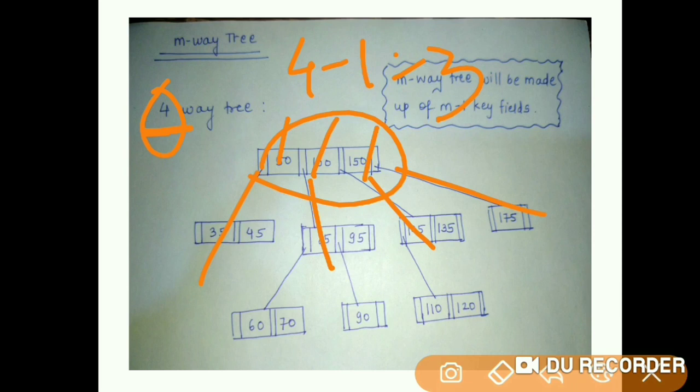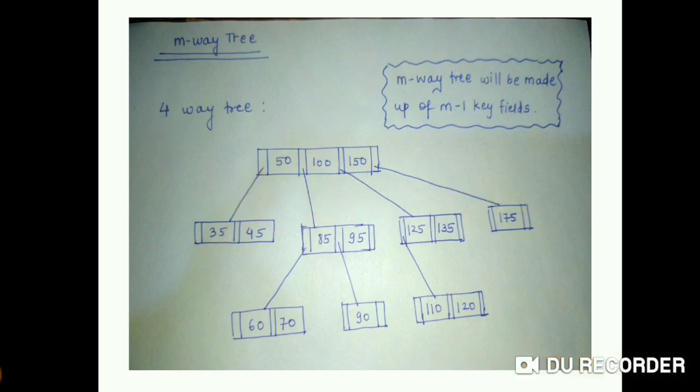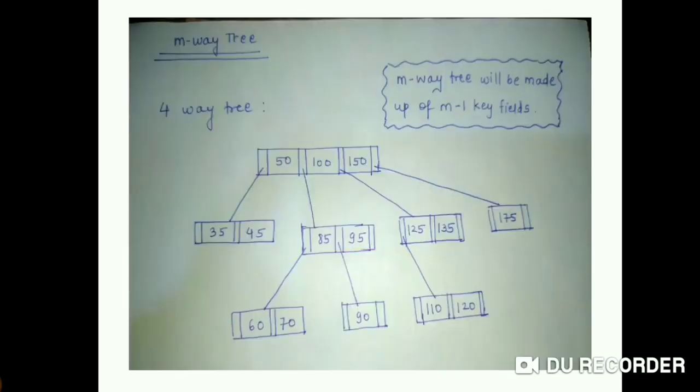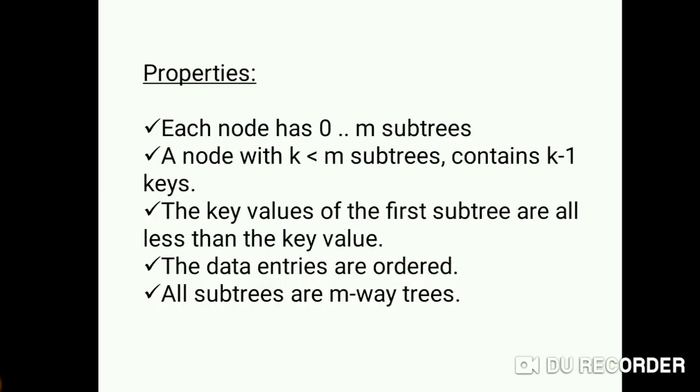So let's go ahead and check the properties of an M-way tree. Each node has 0 to M subtrees. A node with K less than M subtrees contains K minus 1 keys. The key values of the first subtree are all less than the key value. The data entries are ordered and all the subtrees will be M-way trees. Okay, so these are the properties of M-way trees. You read each property and go to the previous slide and check this example, you will get to know.